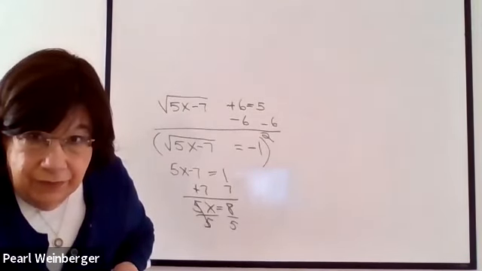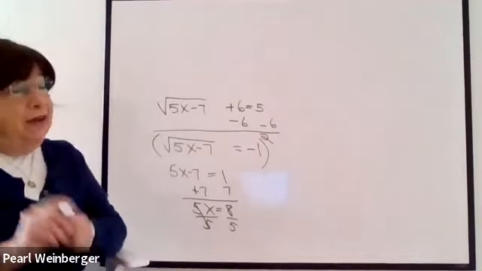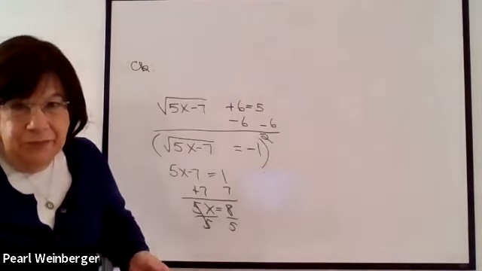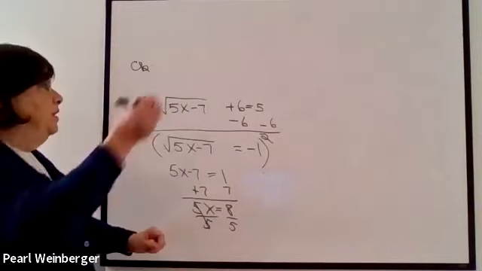Okay, I see where I made my mistake. Okay, wait. Let me check. Does everybody think that 8 over 5 is the right answer? Let's check. Remember I said if they have a radical in it, we've got to check it.